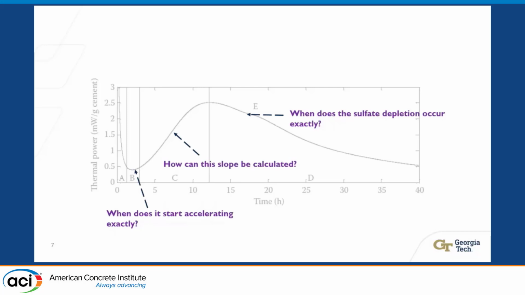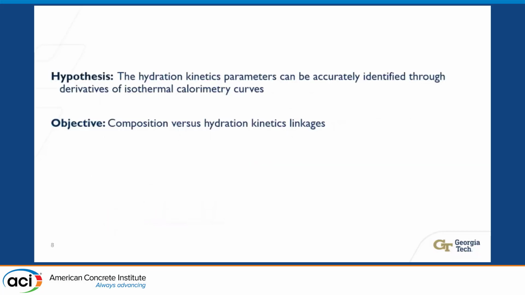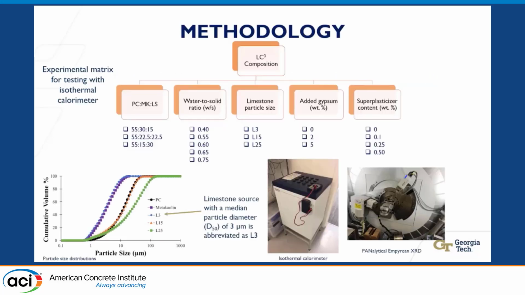The questions that we really want to be able to answer are: when does the acceleration start exactly? What is the best way to calculate the slope following acceleration? And how do we identify the sulfate depletion? His hypothesis was that he can estimate some of these kinetic parameters using a combination of general data science approaches, but focus the search on using derivatives of these curves in order to identify these important points in them.